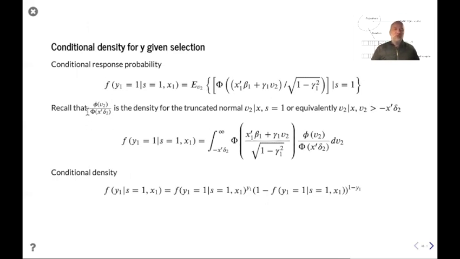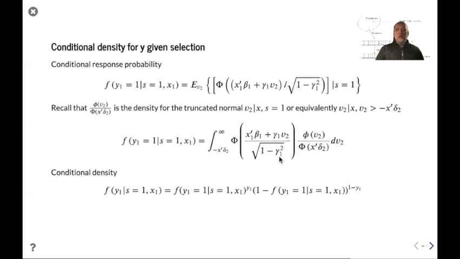So here we've also recalled that this inverse Mills ratio, or well, this expression here, is the density for a truncated normal distribution of V2 conditional on selection, or equivalently the density for this particular normal distribution. We've talked about this many times. So that is that conditional density.